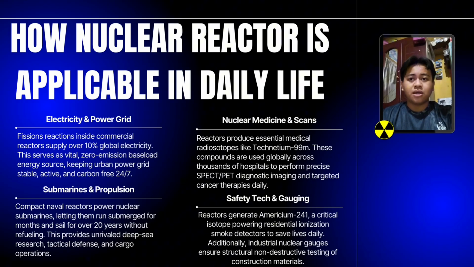Now we're talking about how nuclear reactors are applicable in daily life. First is electricity and power grid. Fission reactions inside commercial reactors supply over 10% of global electricity. This serves as a vital zero-emission baseload energy source, keeping the urban power grid stable, active and carbon-free 24/7.